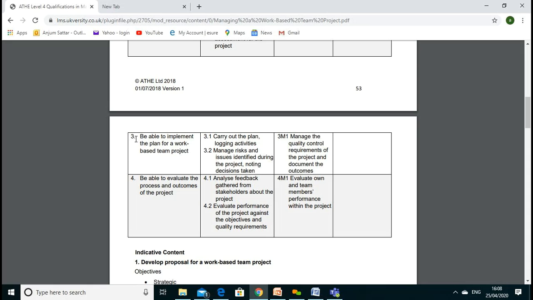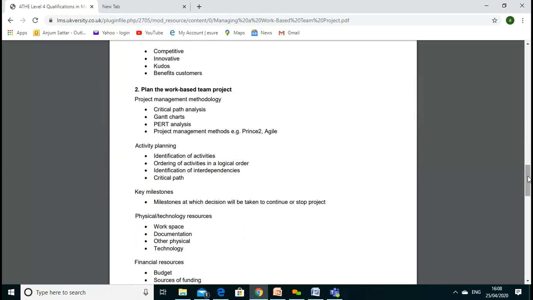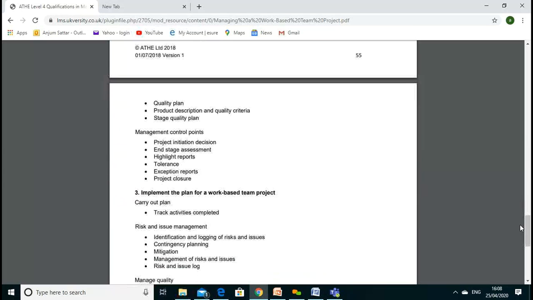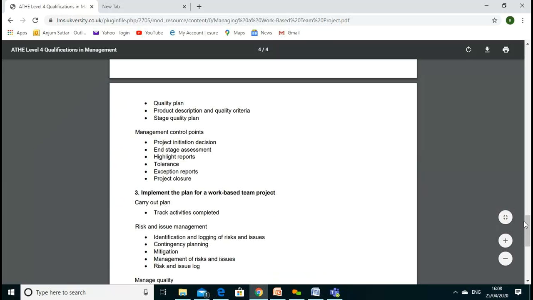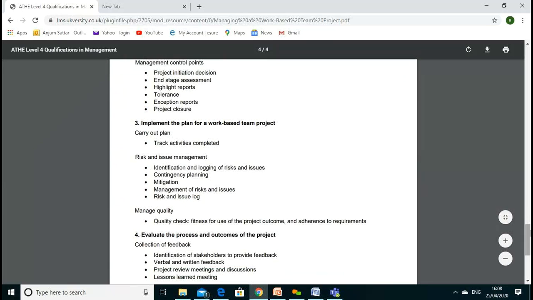So today, lesson 3, we'll go through being able to implement the plan for a work-based team project. Identify the plan, logging activity. What activities can we log? Those are the crucial activities for the project. Manage the risk: how we can manage the risk and make decisions. And then manage quality control: how we can manage the quality and what is meant by quality. All this will be the focus of today's discussion.